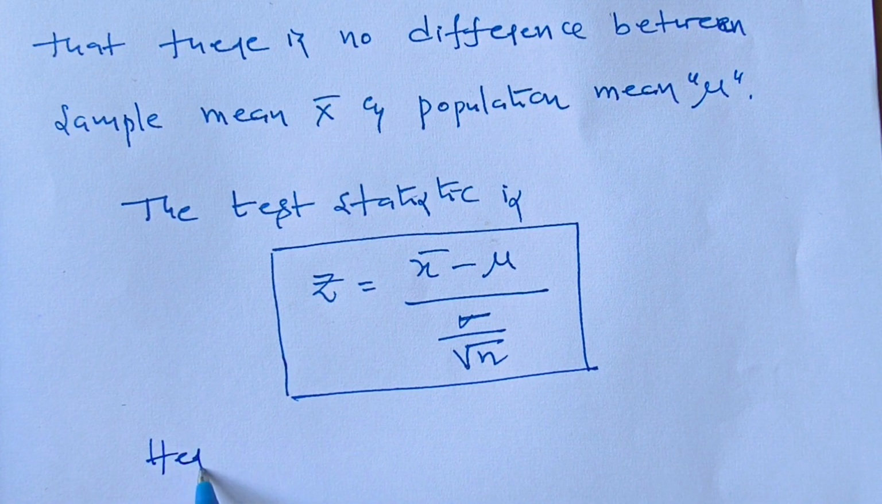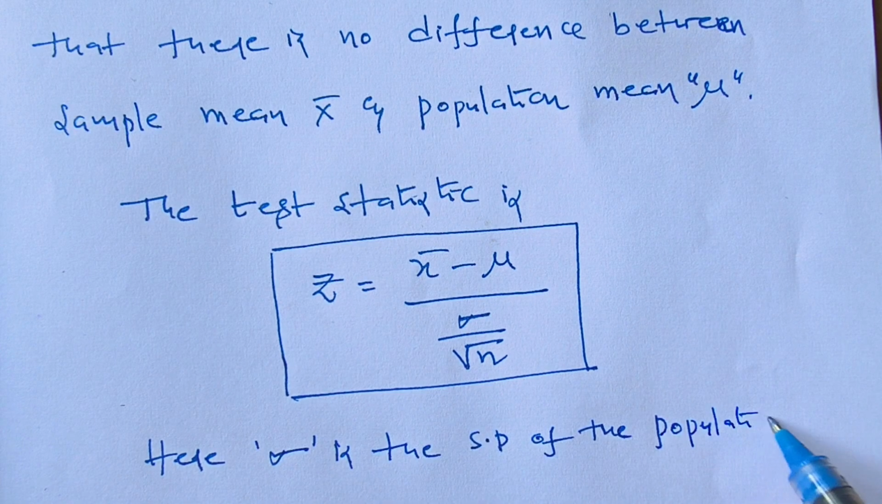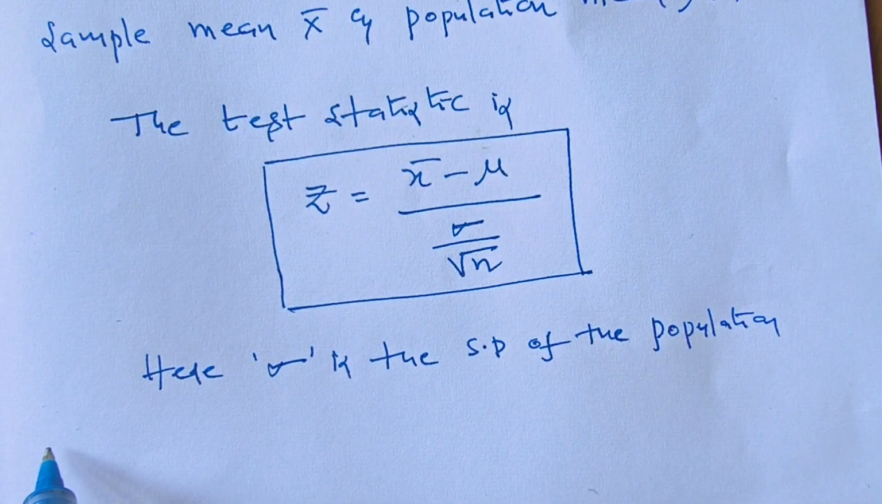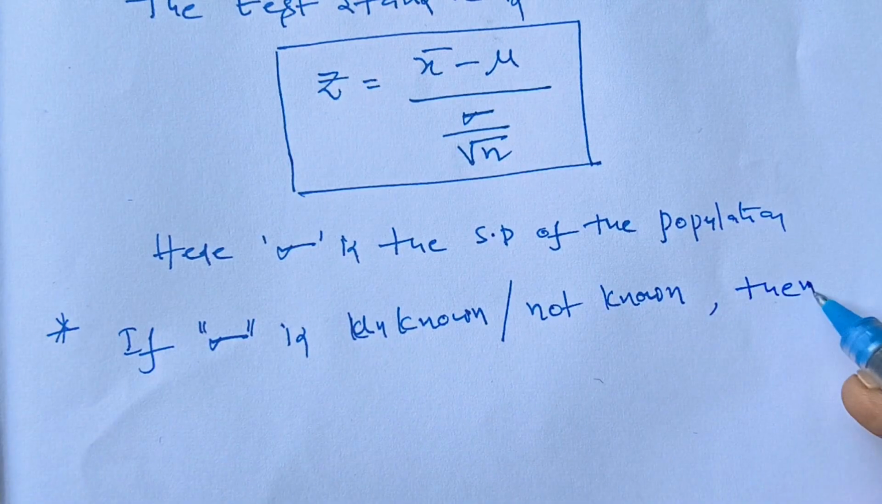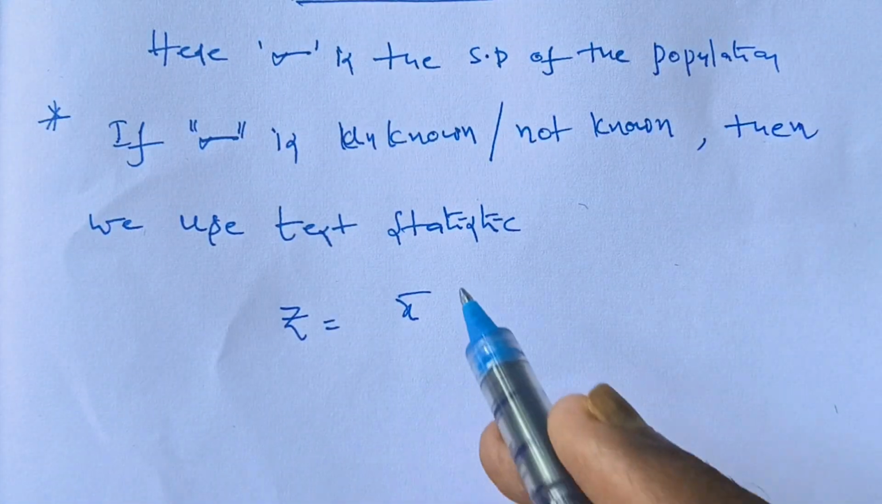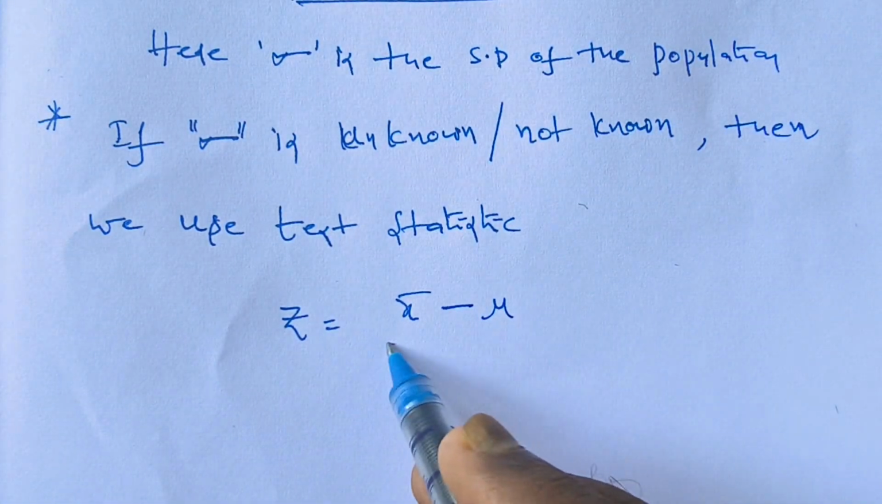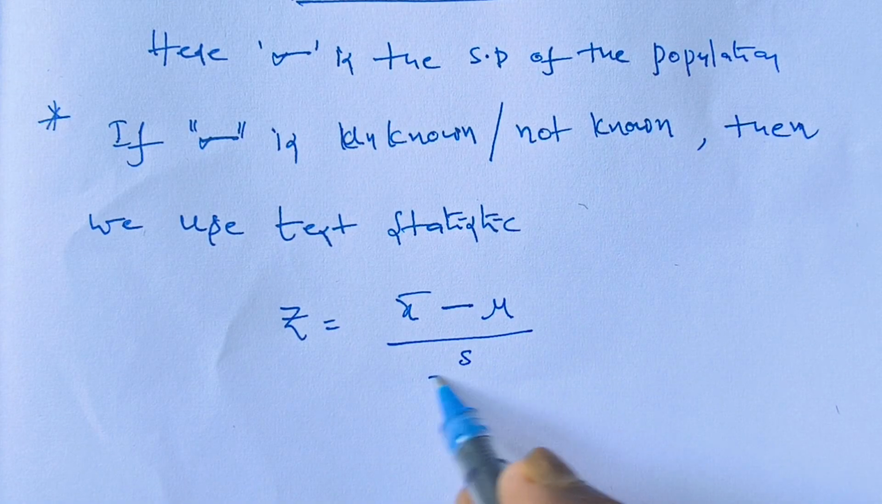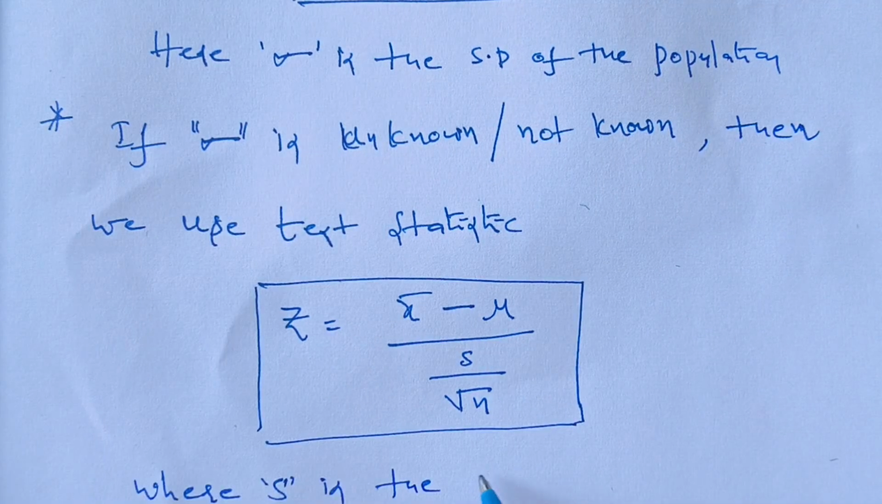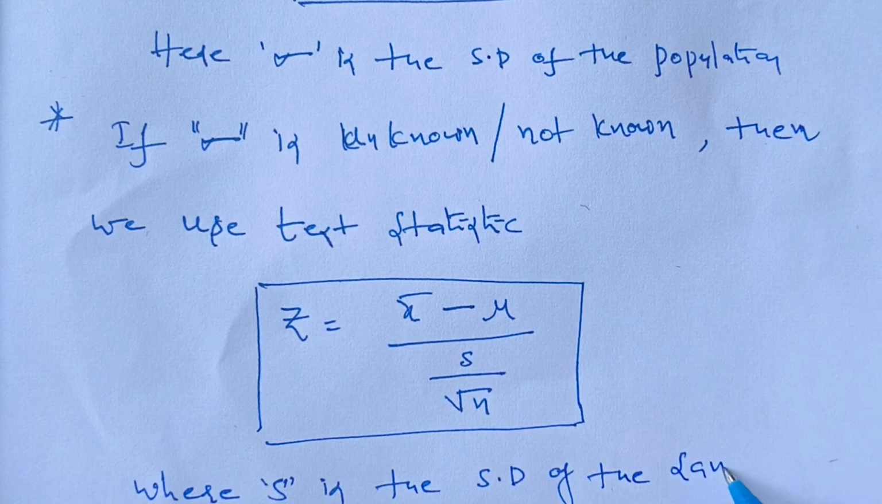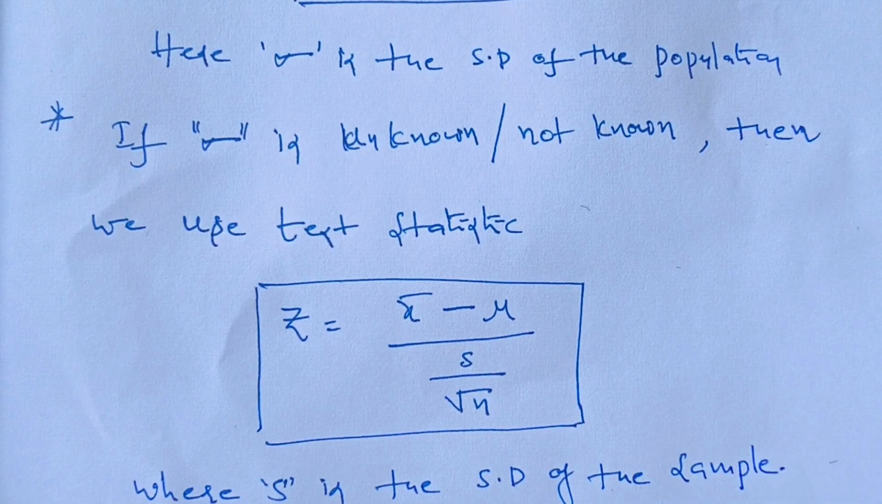Here sigma indicates the standard deviation of the population. Here one important note is, if sigma is unknown, then we use another test statistic formula, that is z equals x bar minus mu by s by root n. This formula is used only when sigma is unknown, where s is the standard deviation of the sample.